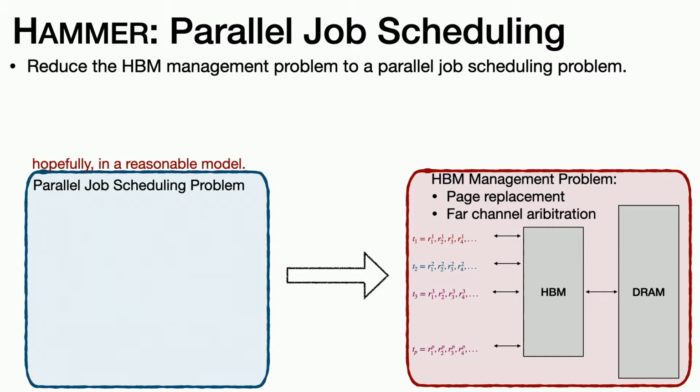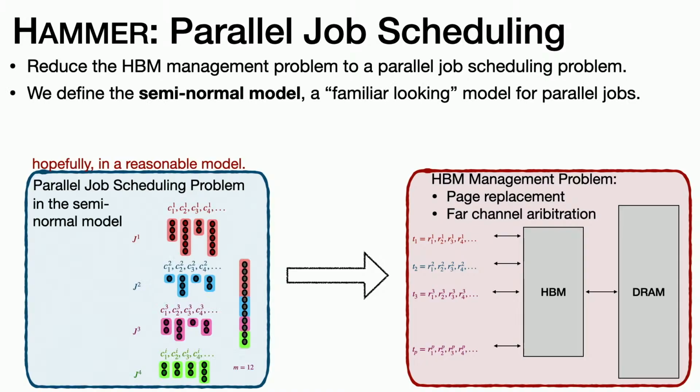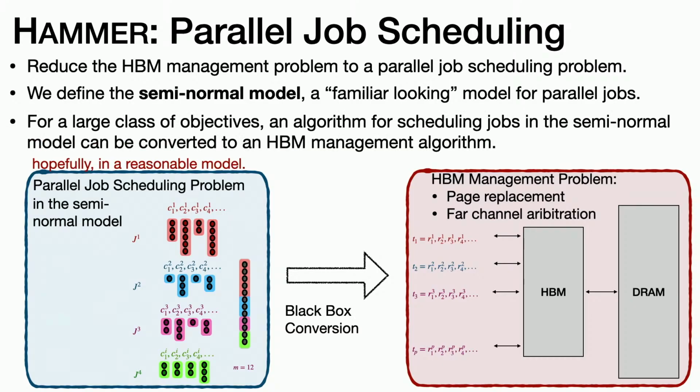Okay? So that's what we'd like. So what we did was that we almost got there, but not quite. So we had to define a new model, which was called the semi-normal model. This is not a model that people have looked at or studied a lot, but it looks a lot like normal models. Okay, so it's a familiar looking model, but not exactly like any of the models that we know about. But the good thing is that there's a black box conversion for algorithms in this model to algorithms for HBM.